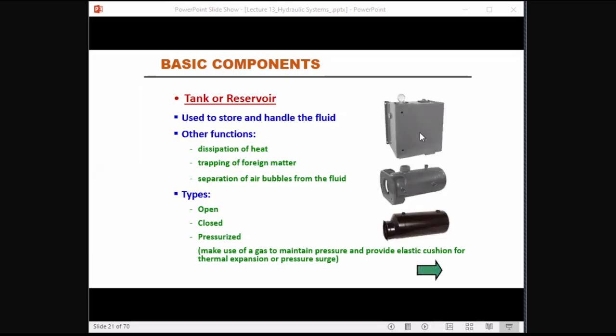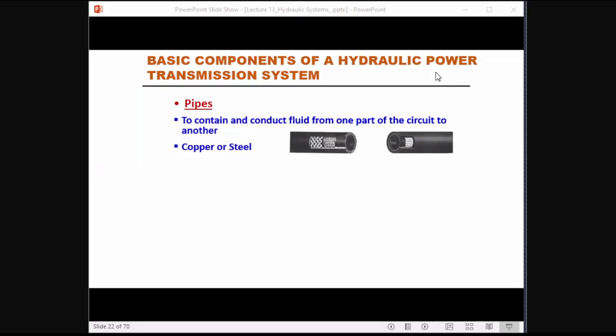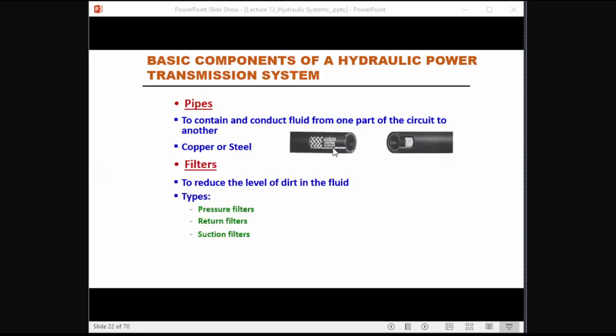These are the tanks, okay, like this, hydraulic tanks. So pipes. Here you can see pipes. This type of pipes, hydraulic pipes, manufactured using copper or steel.